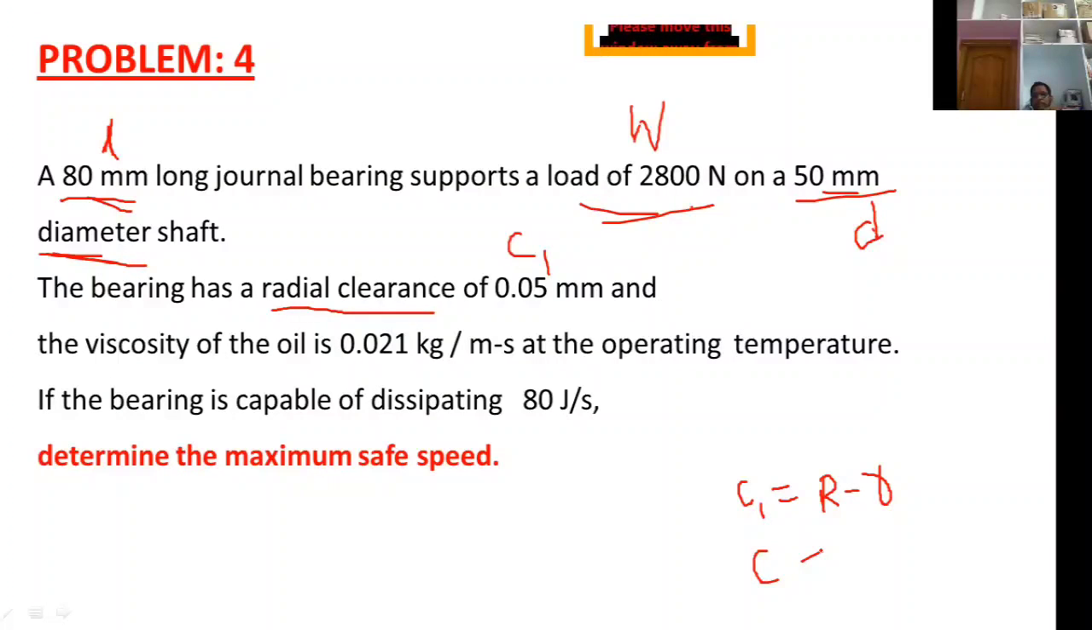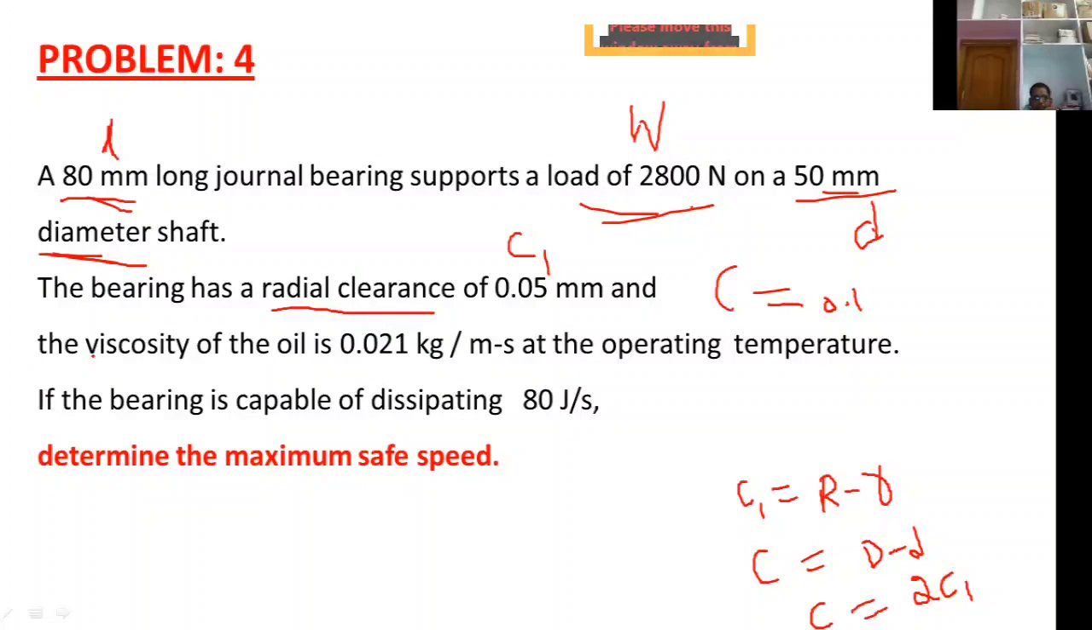That is capital D minus small d. You have to find the value of capital C. This value is equal to 2 times the value of radial clearance, capital C equal to 2C1. So by using this formula, capital C equal to 0.05 into 2, that is 0.1. 0.1 for diameter clearance and 0.05 for radial clearance.